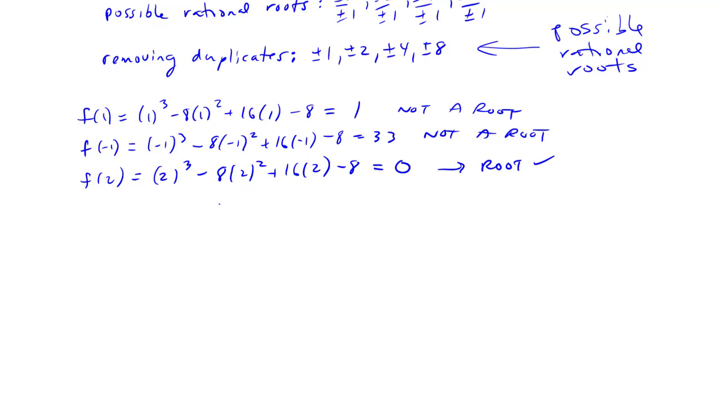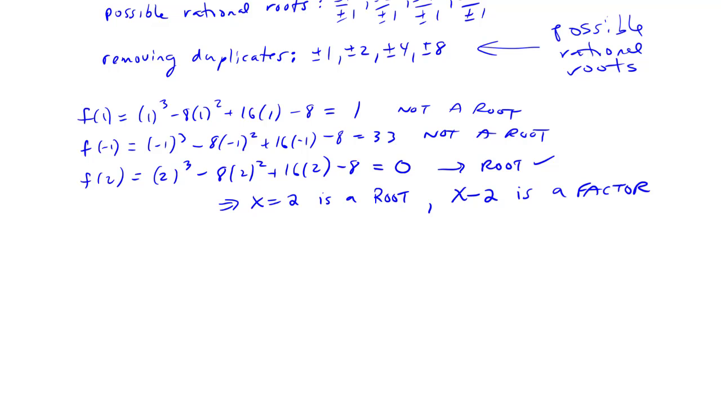This again, that's just coincidence that we got 2 again as the last problem. But x equals 2 is a root, and x minus 2 is a factor. Remember, it's always x minus the root. So if we had found -1 was a root, x plus 1 would be the factor.